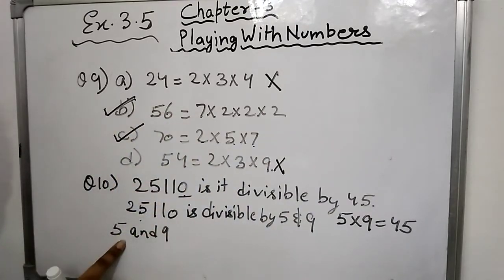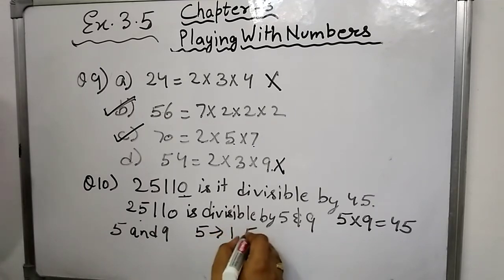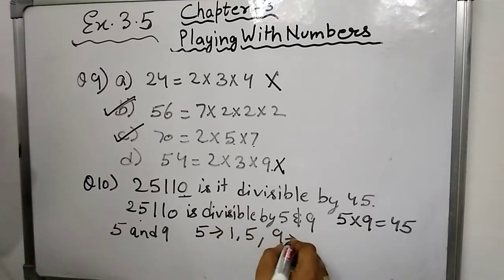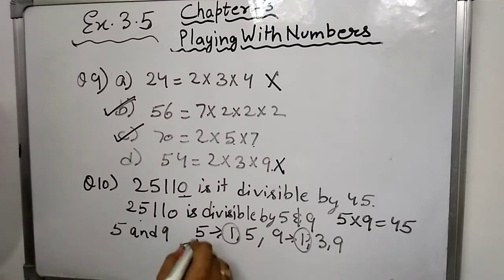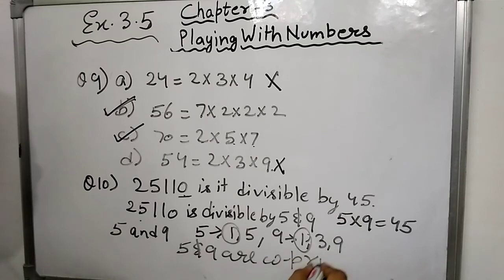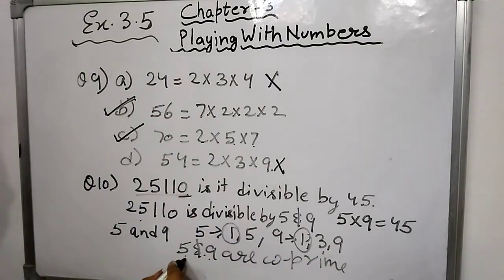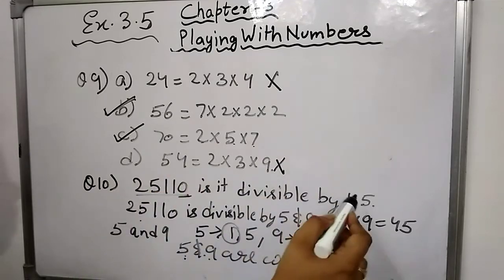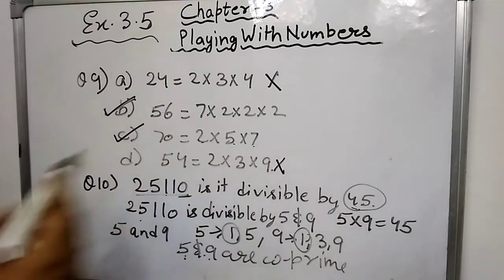So let's check common factors of 5 and 9. 5 has factors 1 and 5 and 9 has factors 1, 3 and 9. There is one common factor, that is 1, which makes 5 and 9 co-prime numbers. So 5 and 9 are co-prime, and we have a rule that if any number is divisible by two co-prime numbers, then this number is also divisible by their product. So that means this is divisible by 45.